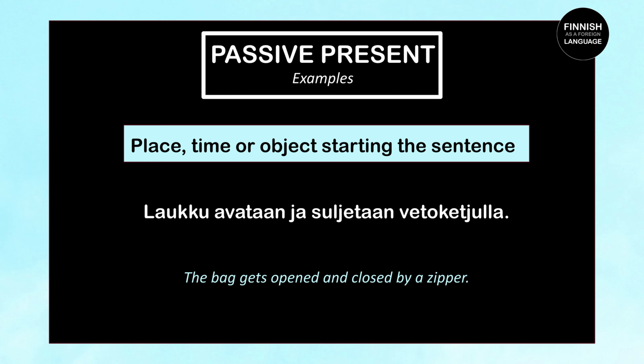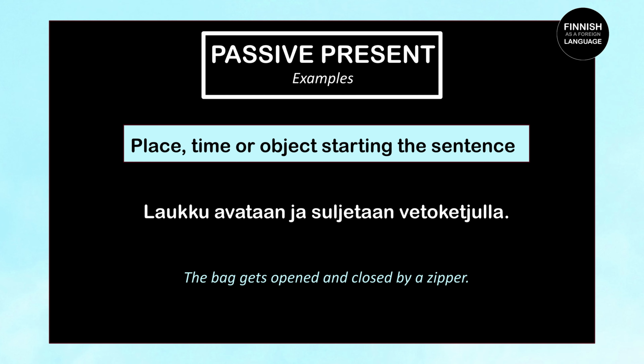Generally, when we want to say that we do something by a certain thing, may it be by a zipper or by a car and so on, then we use the adessive case. Just as a side note. Let's repeat. Laukku avataan ja suljetaan vetoketjulla. The bag gets opened and closed by a zipper.